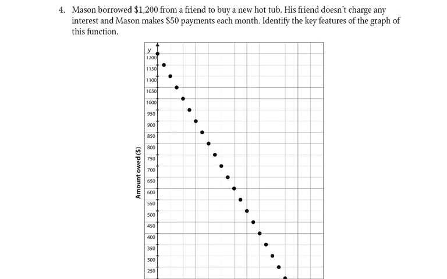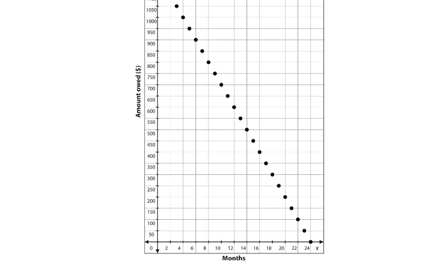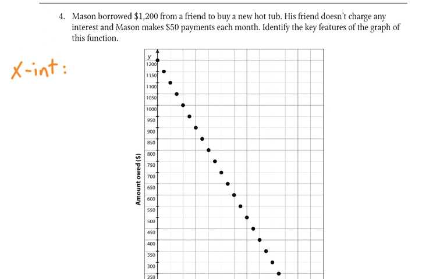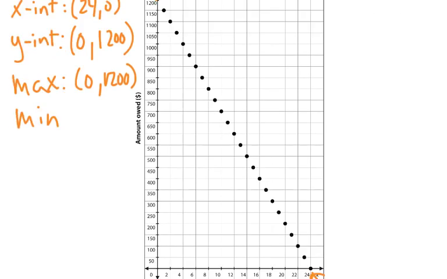Okay, number 4, same idea. Looking at this one, we've got the x-intercept. Does it cross the x-axis? Yep, here at 24 it touches. So the point would be 24, 0. The y-intercept is right here at 1,200, where we start. Does it have a maximum? Yeah, it's the y-intercept again in this case. The minimum is our x-intercept again.